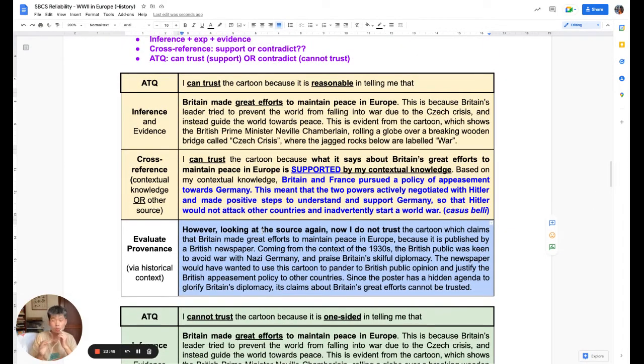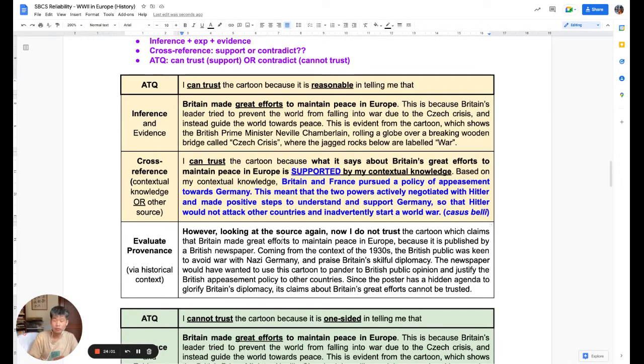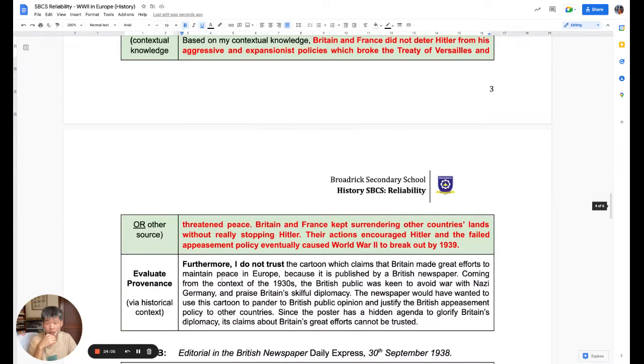The highest level will always be one side. You choose one side for the highest level. So if you started with can trust, but you end up with cannot trust for highest level, you just switch your stand and say however you cannot trust. If you already started with cannot trust, you can continue with furthermore, I do not trust.